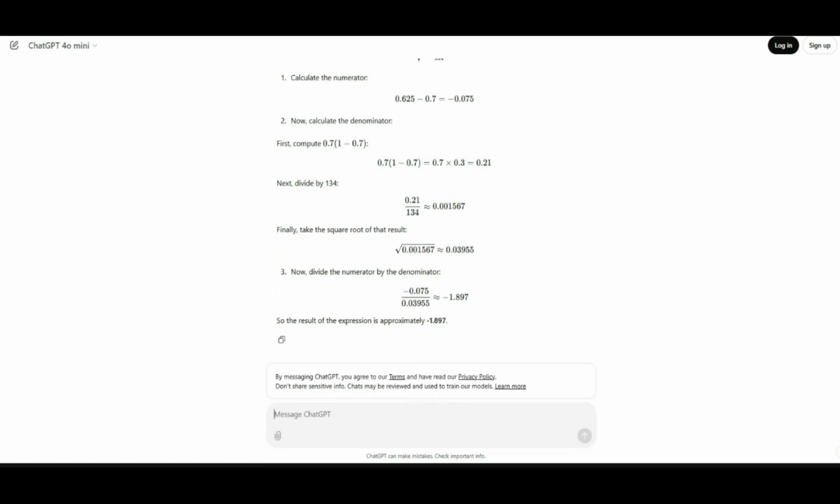See. It takes AI to give us the answers. Right? Because we're too stupid. Okay. But anyway, the point is, we need a computer to tell us. So minus 1.897 or something like that.